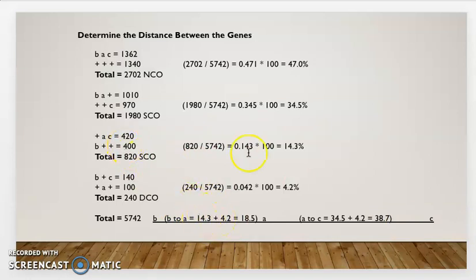So down here we have our total of the single crossover group. We have 14.3, and then our double crossover group of 4.2. Adding these two numbers together will equal 18.5. And then over here from A to C, we have our 34.5 plus, again, we're going to use our double crossover group to determine this distance.